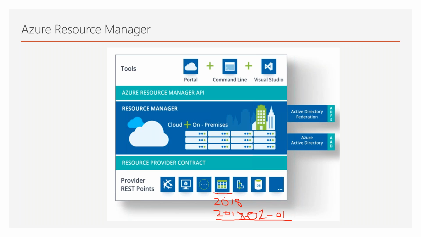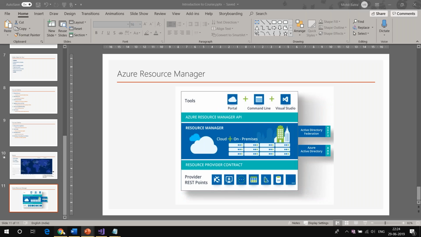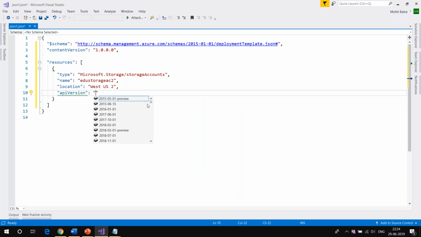But whenever you are creating these ARM templates manually, you can go ahead and select which API version you want. Okay, so let me go back to Visual Studio. And you can see here, I think it came up in 2015 as a preview version. Then it came in 2015-06-15, which means 15 June 2015. And that is where you will see a huge number of APIs.